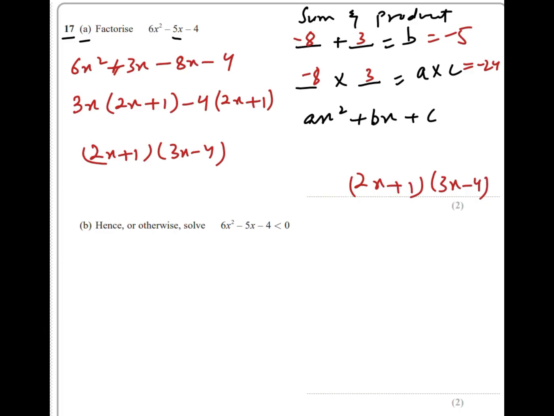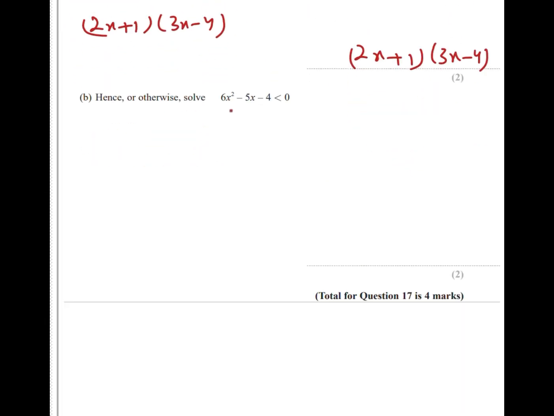Now, the next part says, hence or otherwise solve 6x squared minus 5x minus 4 is less than 0. So one of the values of x equals negative 1 by 2, and the other value of x is 4 by 3. When the values of x are these, then this whole thing is equal to 0.